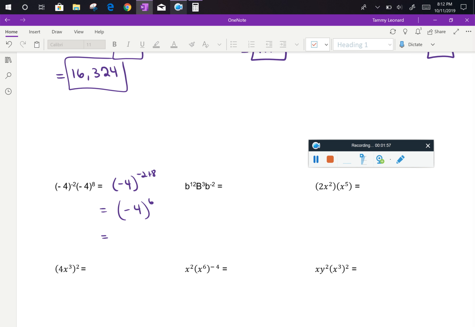Now, if you're careful about using parentheses, you would be able to plug that directly into your calculator. But you know that a negative times a negative is a positive. And so if we do that a set of 3 times to get 6 negatives, we know our answer is going to be positive. So it would be just as easy to plug 4 to the 6th into your calculator and not run the risk of having a sign issue. Plugging that in, we see that this equals 4,096.